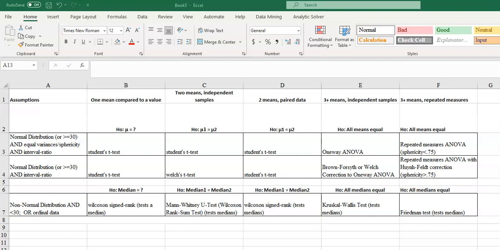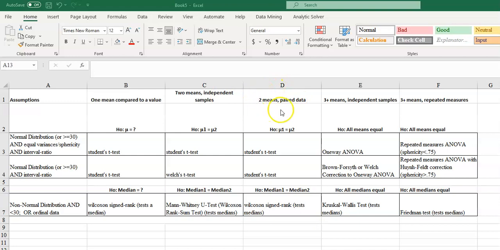What we need to do, first of all, is determine whether we just have one mean being compared to a value. That's the simplest case. It's not often done in real life, but it is often the first thing taught in a statistics course because it's fairly simple. Or whether we have two means we're comparing from two independent samples. So maybe we have a group of males, a group of females, and we want to compare the mean test scores for the males versus the females, and so forth.